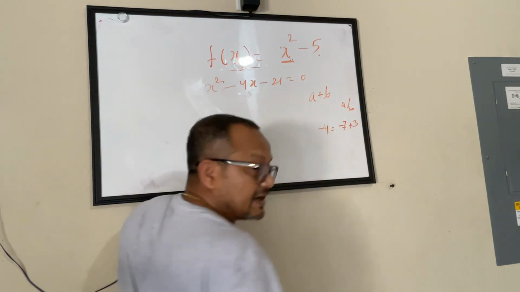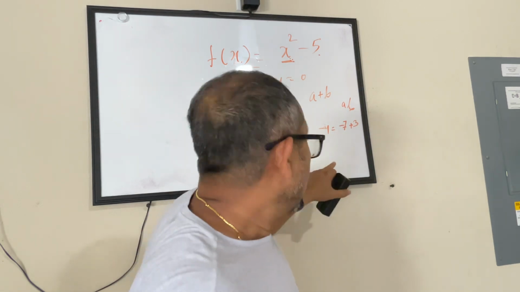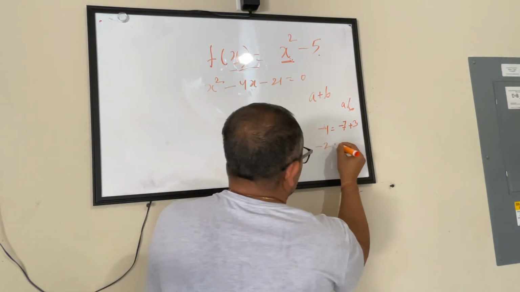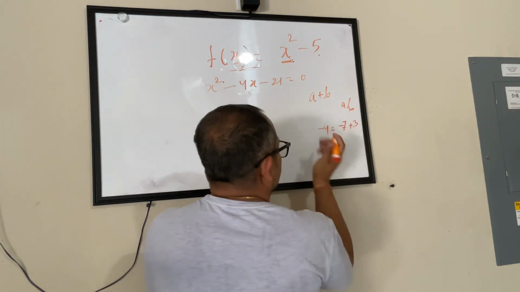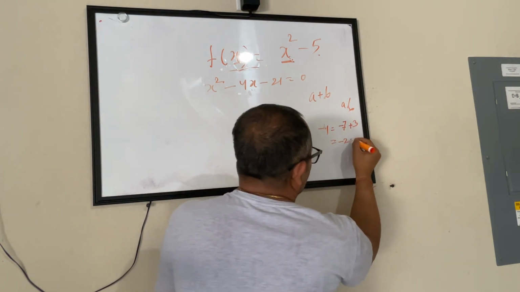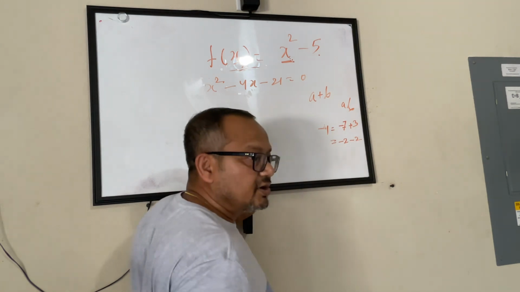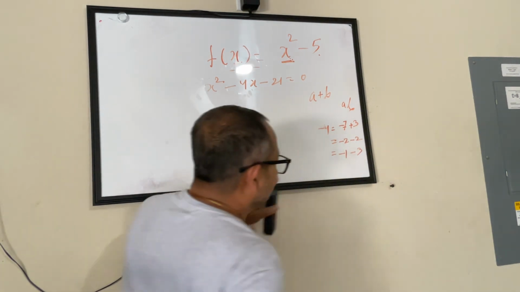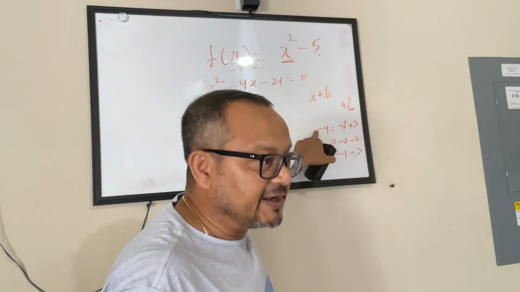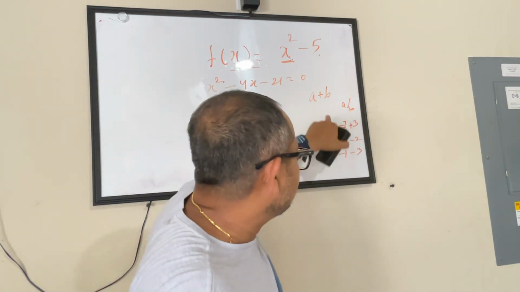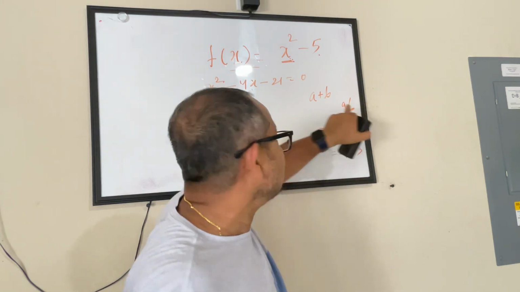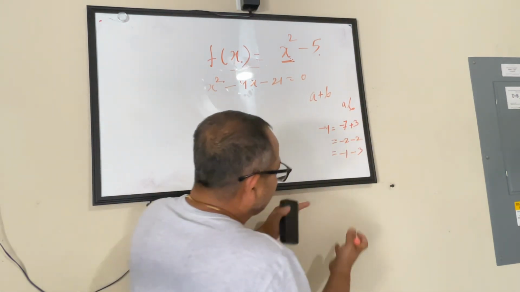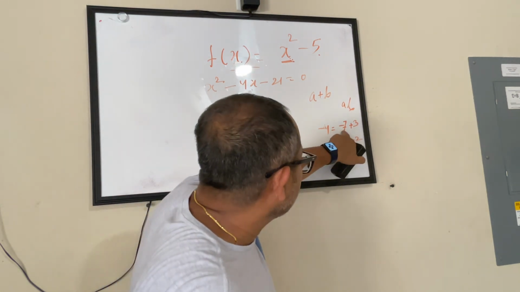Minus 4 I can write as minus 7 plus 3. That is one option. I can say minus 2, minus 2. Okay. I can say minus 1, minus 3. All this is giving minus 4. I'm just breaking it down into a plus b, and then we'll see which one is equal to this one. There will be multiple ways, but we found something here.